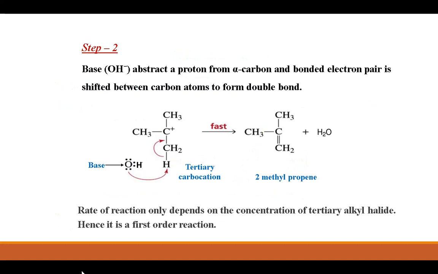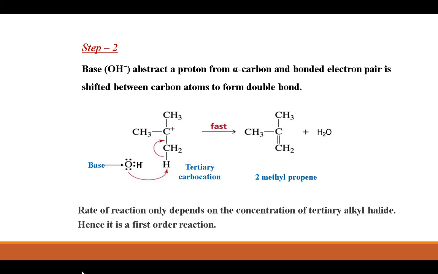In step 2, the base OH- removes a proton from a carbon adjacent to the carbocation, that is from the beta carbon. And the electron pair in the C-H bond is used to form the new pi bond. In this reaction, the base abstracts a proton from the beta carbon of the tertiary carbocation to form 2-methylpropene, which is an alkene.